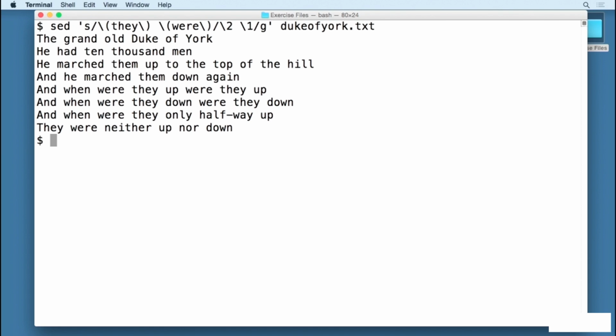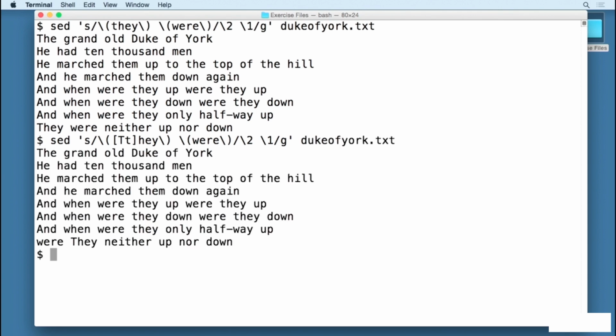Now, this example doesn't do anything you couldn't have done with just s/they were/were they/. You could have done that, but it misses they were at the beginning of the last line because it's capitalized. Instead of using a literal string, we can use a pattern. We'll replace \([Tt]hey\) \(were\) with \2 \1. So what this looks for is either an uppercase or lowercase they followed by were, and exchanges the two by putting the second found string first. We'll do that to our Duke of York file, and you see that it now exchanges they were to were they, even if the they is capitalized. Of course, the result of this change is no longer correctly capitalized, but it does demonstrate the principle.